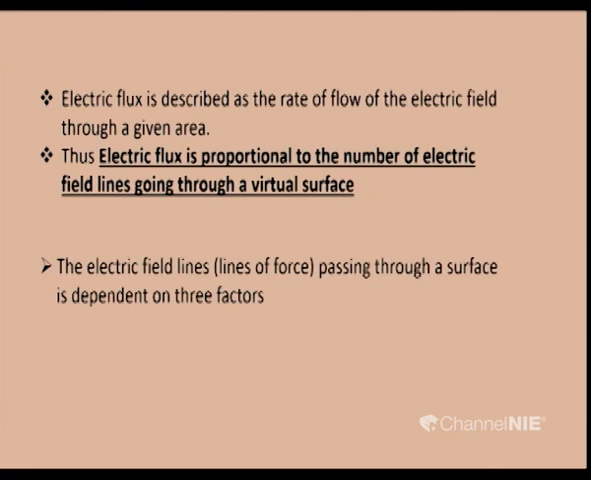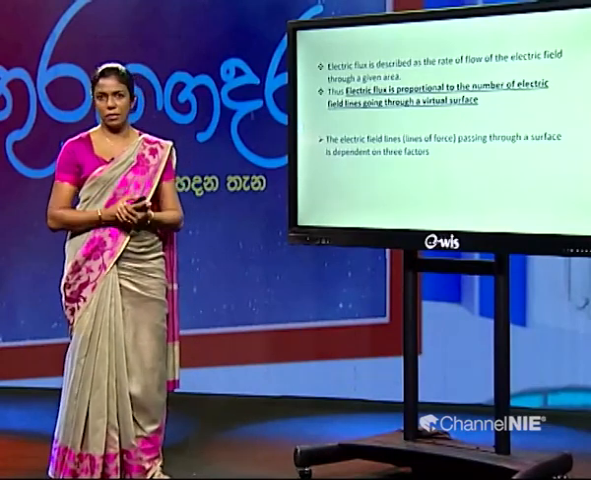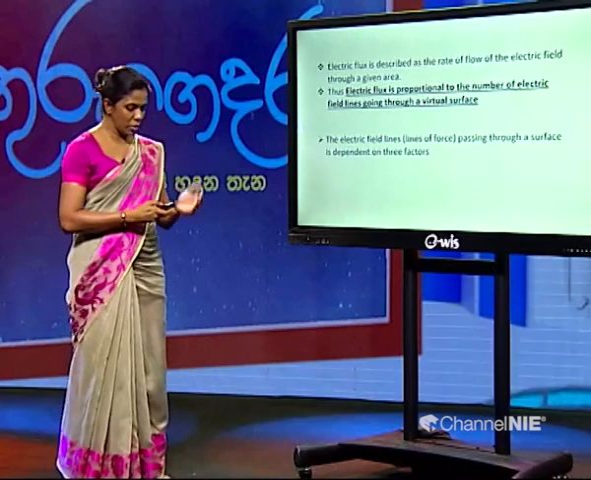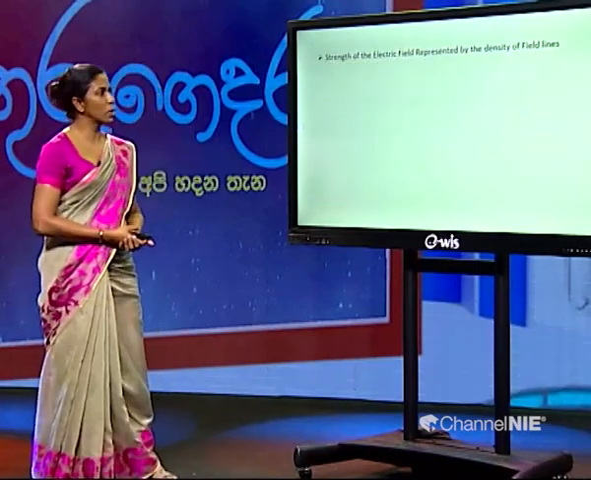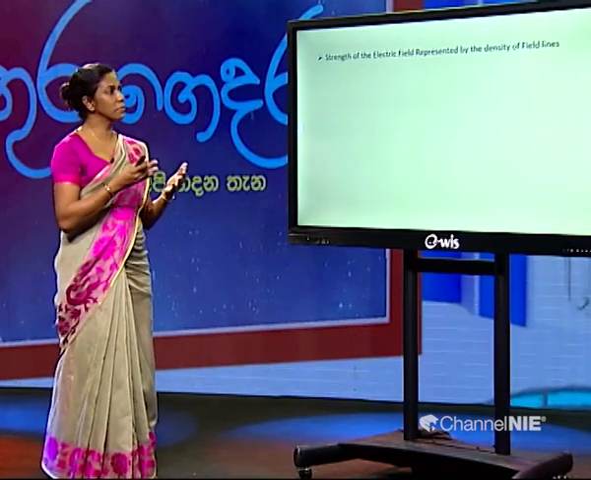If I repeat, electric flux is a more quantitative measurement of the electric field, but it depends on the electric field intensity as well as the area that we choose. The electric field is represented by electric field lines, which are proportional to the charge, and the electric flux is also proportional to the electric field lines. So, taking it all together, let us see on what properties the electric field lines in a surface will depend.